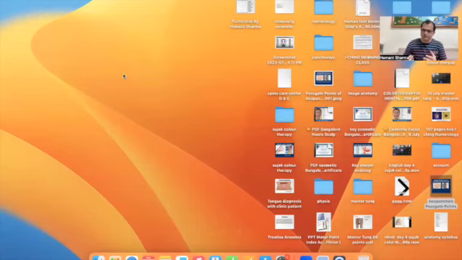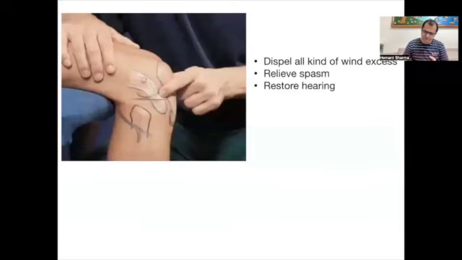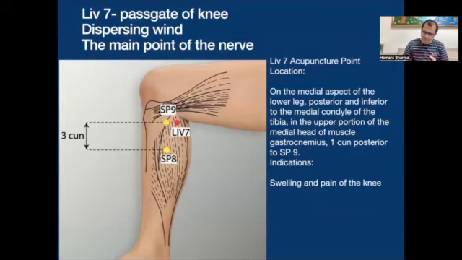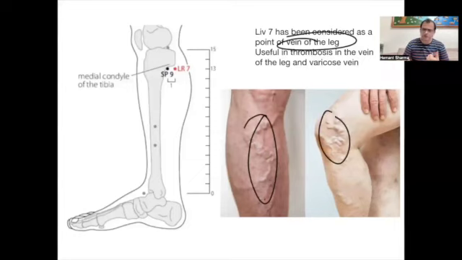So liver 7 is a very good point for number 1 condition. It's a very good point for swelling and pain of the knee. हमारे पैरों में, घुटने में होने वाली सूजन के लिए और दर्द के लिए, because it's the passgate point of the knee, right? And dispersing the wind from there. And even the nerve pain, it's very useful. The second, I told you, it's a very good point for the veins of the leg, whether the thrombosis of the vein or the varicose veins, right?